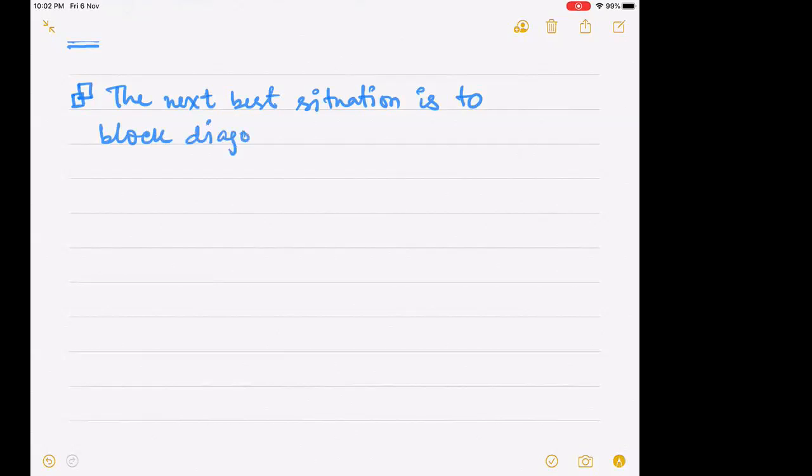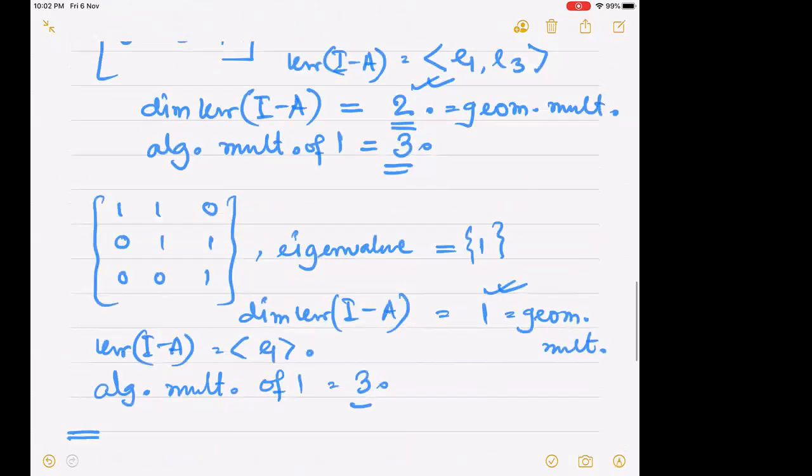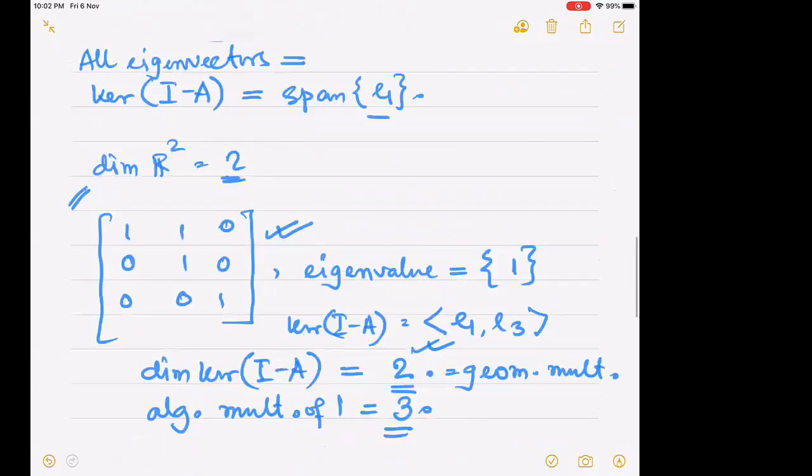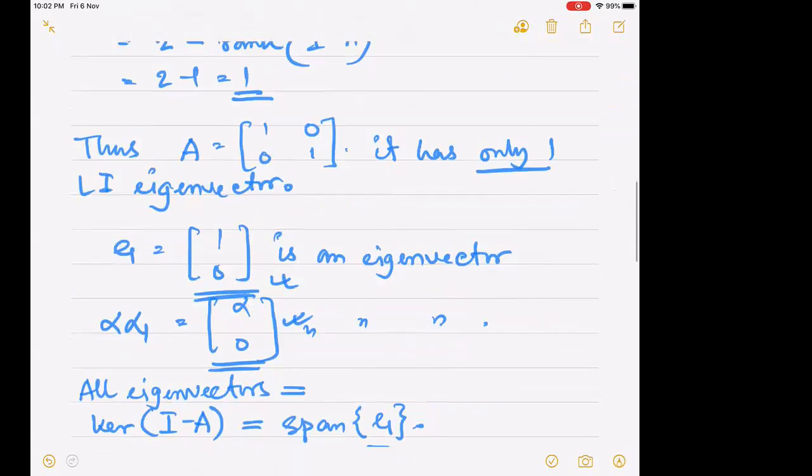Maybe we cannot diagonalize it, but we can try to block diagonalize it. What do I mean by block diagonal? Look at this situation. This is a block diagonal matrix. This also is a block diagonal matrix. This also is a block diagonal matrix. What do I mean by this? This itself is diagonal.